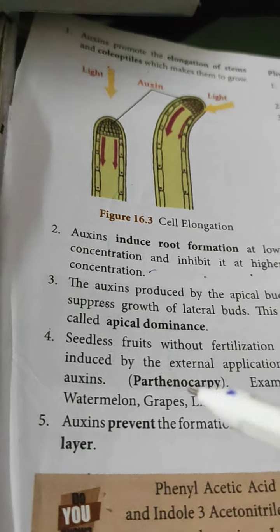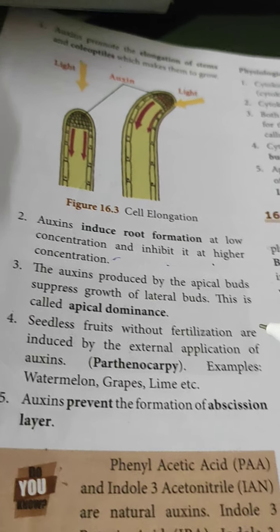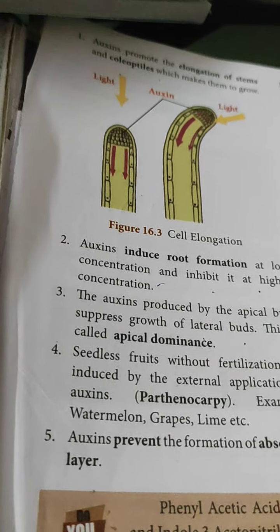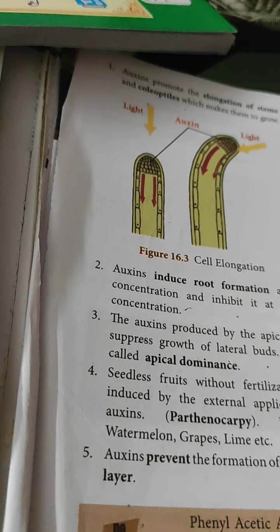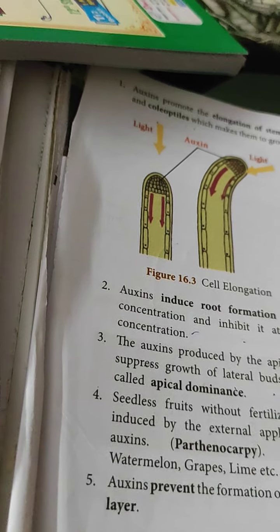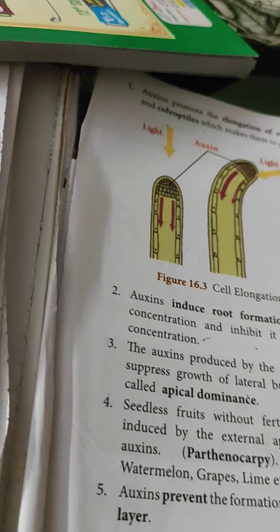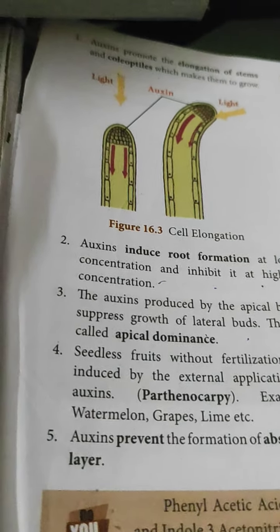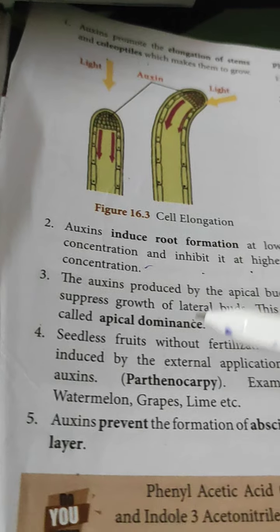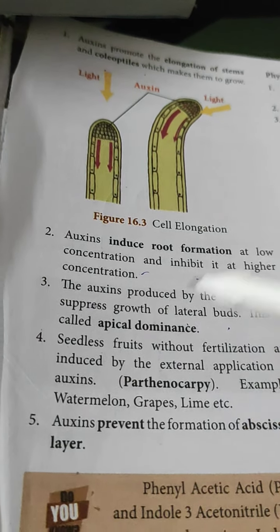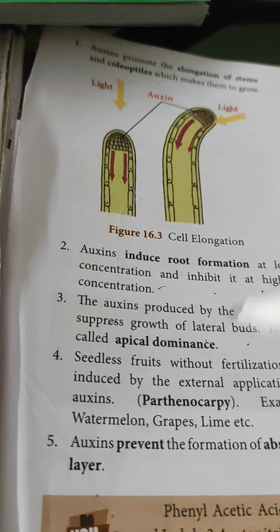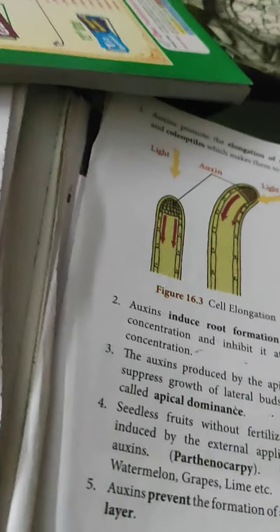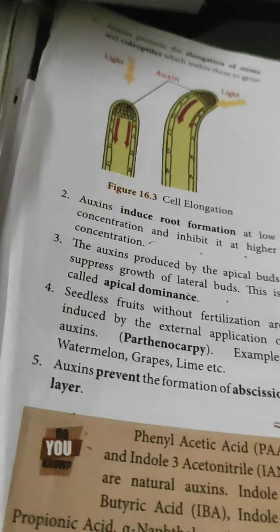growth of the root. Third function, auxins produced by the apical buds suppress the growth of the lateral buds. As it is produced at the tip of the stem, it stimulates the growth of the plants in length, but the lateral branches will not grow as much as the apical region. This condition is called apical dominance. So lateral branches will not grow faster than the apical bud.